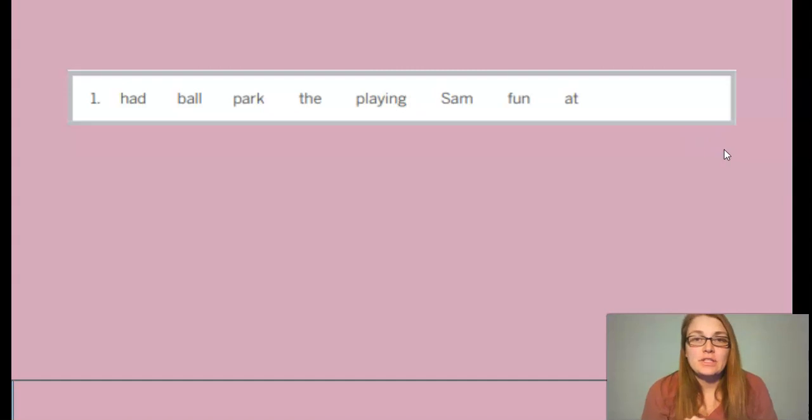Okay, for our language section, in front of you there are various words that need to be rearranged to make a sentence. Remember, sentences have more than one word, there's nouns in them, things are happening. So look at the sentence that's all scrambled up, the words on the screen. Had, ball, park, the, playing, Sam, fun, at. Think for a minute and try to figure out how you could reword these to make a full, complete sentence.